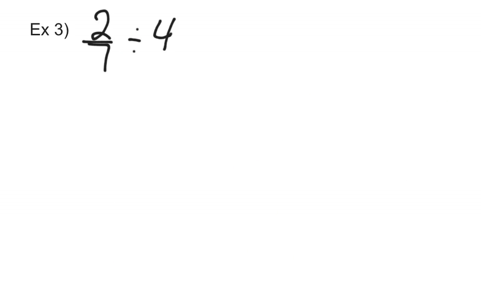Okay, 2/7 divided by 4. Again, we learned a little trick to deal with whole numbers, like the whole number 4, when we did our multiplying lesson. So whole number 4, any whole number can be written as a fraction simply by putting it over 1.